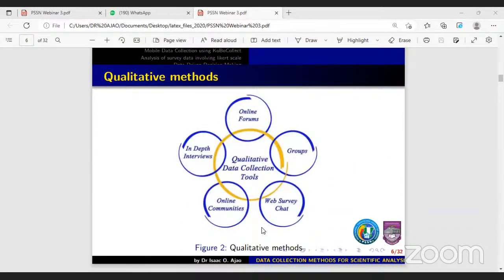Now, qualitative method. This is just the diagram I want to show to summarize it. Qualitative, so we're talking about the quality of such an item. Now look at it. We have in-depth interviews. We have online forums. We normally do that. There are people that have collected data in Nigeria that have never been to Nigeria, through online groups, web surveys, chats. The internet, ICT, has made it so easy for us to get qualitative data without going anywhere. It has its own demerit anyway. By the time we get there, we'll talk about it.